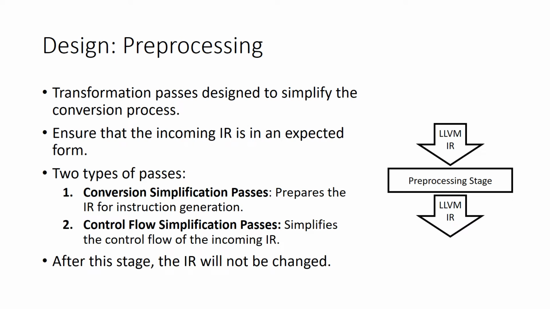The first stage is the preprocessing stage. Coming from the device front-end compiler, the incoming LLVM IR may not be in an expected form, which causes the analysis in the converter to be very complicated. To simplify the analysis and conversion, transformation passes are used on the input LLVM IR. There are 2 main transformation passes that are performed: conversion simplification passes that are used to prepare the IR for instruction generation, and control flow simplification passes that are used to simplify the control flow of the incoming IR. These include things like loop simplify pass and the LCSSA pass, for example. After this stage of the converter, the LLVM IR will not be changed. All of the subsequent stages will be seeing the exact same LLVM IR.